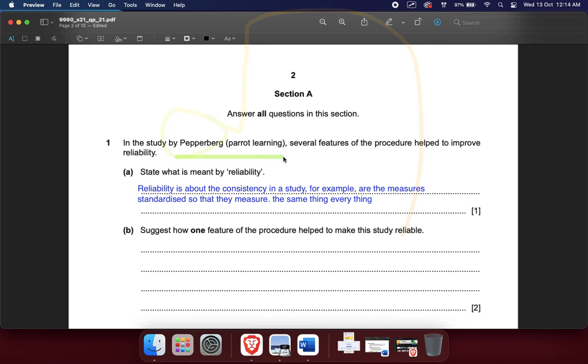Pepperberg's is about the parrot, Alex the parrot. Hey, Alex the parrot, what's same, what's different? So we want something about the procedure. Now remember, part of the procedure, they were training Alex using the model rival approach, using what's same, what's different.